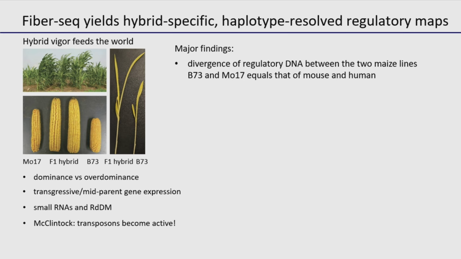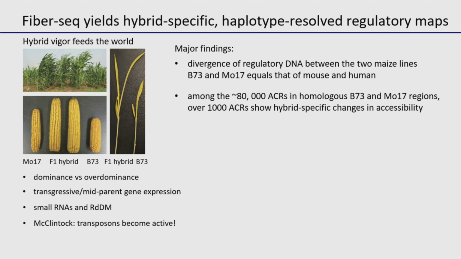So I'm going to start with one finding that blew my mind as a genome scientist. And that is that the divergence of regulatory elements, of regulatory DNA, between two Maize lines, B73 and Mo17, equals or actually supersedes that of mouse and human. 43% of the regulatory sites that we can call with Fiber-seq in B73 are not present; the underlying sequence is not present in Mo17 and vice versa. Mouse and human diverged 100 million years ago, and their divergence is actually 40%. So this is, to me, as a genome scientist, not a Maize geneticist, mind-blowing.